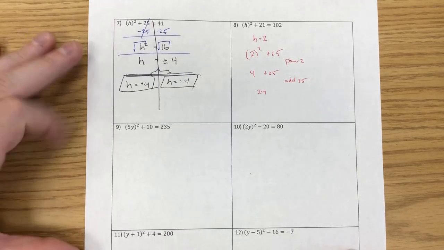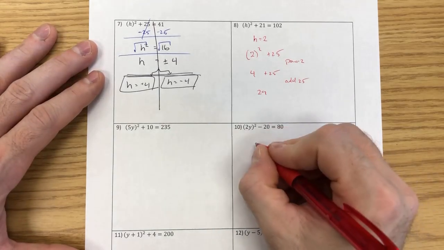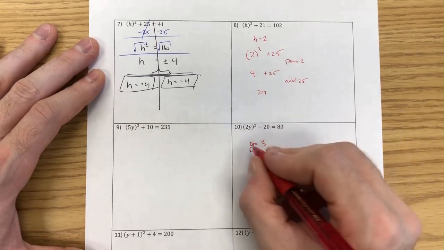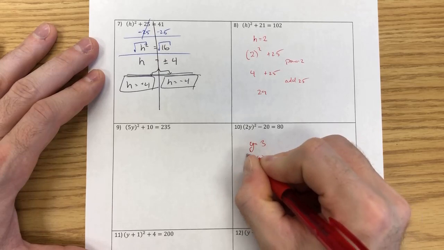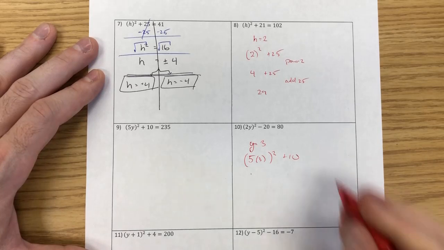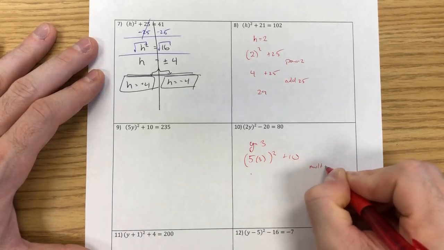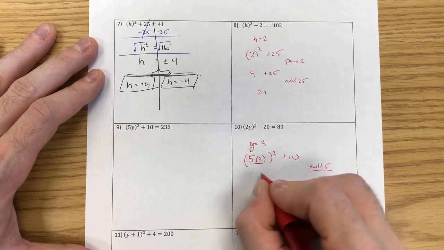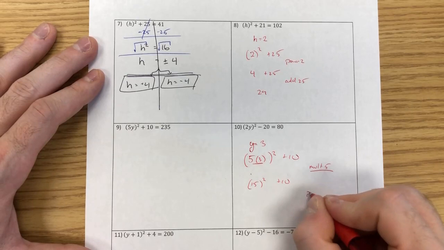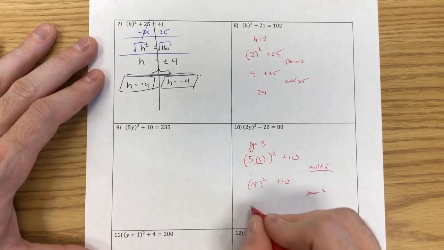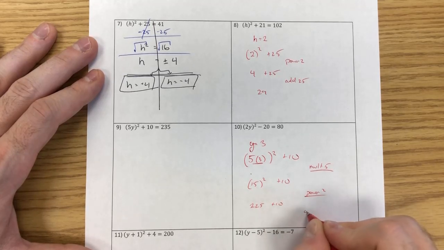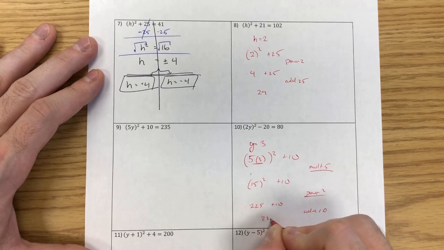So the next one we're going to look at, again, let's assume some sort of value. Let's say y is equal to 3 and see where we get. So I would say 5 times 3 squared plus 10. I'd say my first step would be multiply by 5. So 5 times 3 is going to give me 15 squared plus 10. My next step would be power 2. It's going to give me 225 plus 10. And my last step would be add the 10, 235.